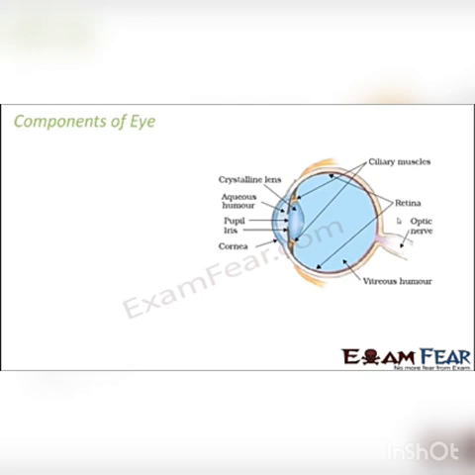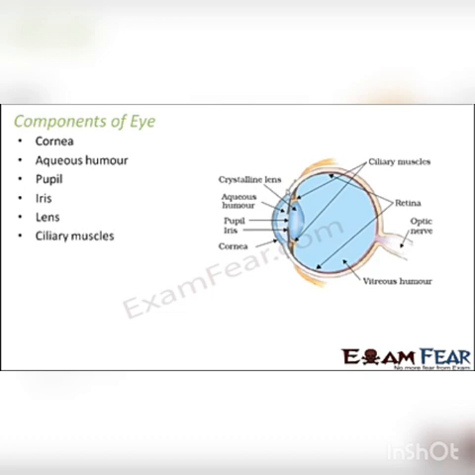So let us quickly look at the various components of eye. So this is a side view of a human eye. So let us see what are the different parts of eye. So they are cornea, aqueous humor, pupil, iris, lens, ciliary muscles, vitreous humor, retina, and optic nerves. So these are the important components of eye. So here in this picture you can already see them labeled, but we will spend time understanding each of them.